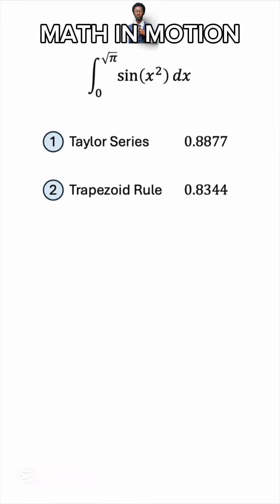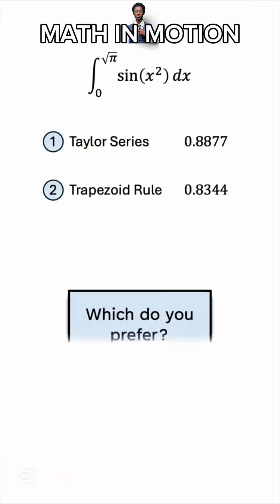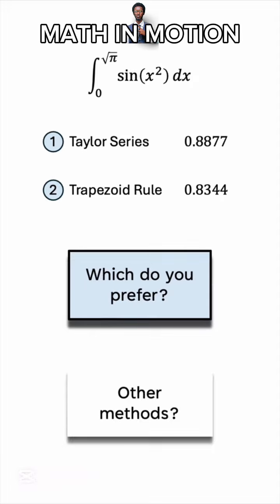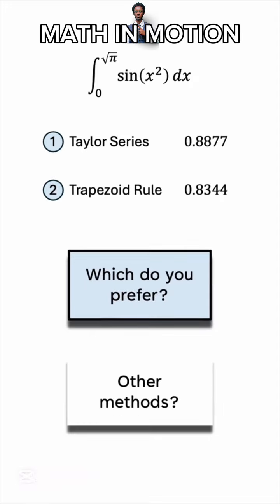We can see that it's a little bit close to the result with the Taylor series expansion, but one of them is a little bit more accurate. Which of these two methods is your preference? And do you have any other methods in mind? Because we only showed two methods, and there are multiple other ways to numerically solve this integral. So let me know if you have any alternatives.